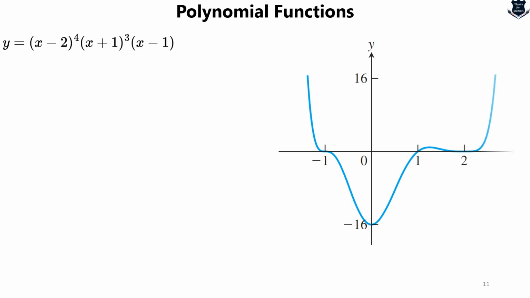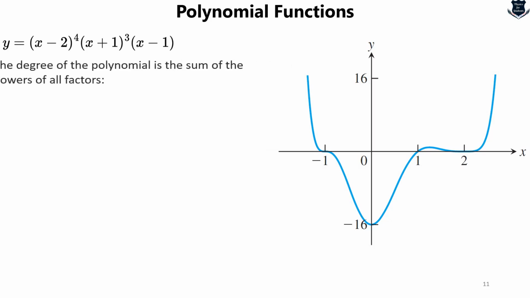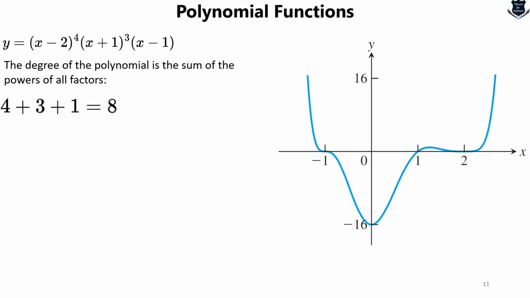So this is another equation, and this shows a graph something like this. Now here you would see what we have seen, that if you add up the degrees of the polynomial, it would sum up to 8. And what does it mean? It means that it is a polynomial of degree 8.